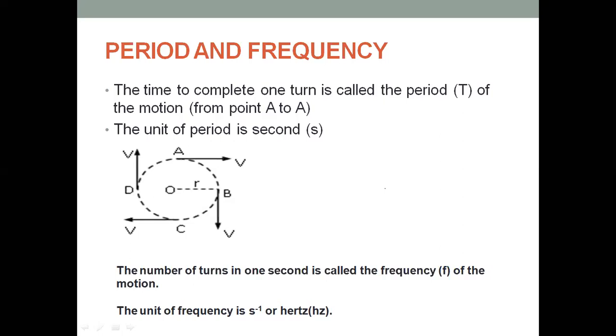What about frequency? Frequency means the number of turns in 1 second. Let's say you start from B and pass B 10 times in 1 second. That means the frequency will be 10 over 1 second, or 10 hertz. The SI unit of frequency is hertz, or 1 over second. So frequency equals 1 over period, or period equals 1 over frequency, if you want to formalize.